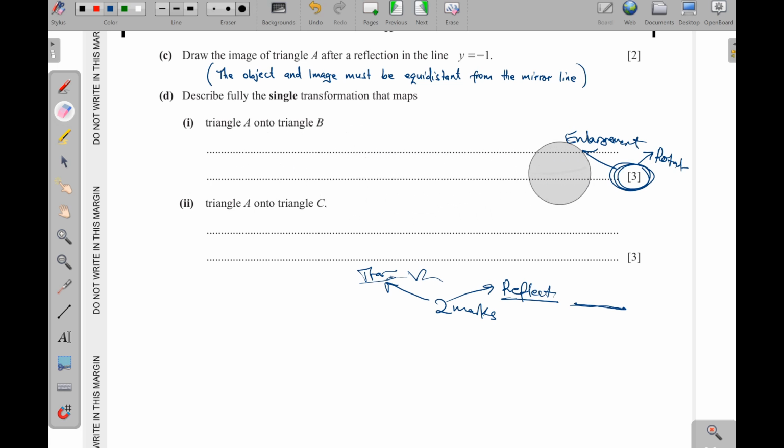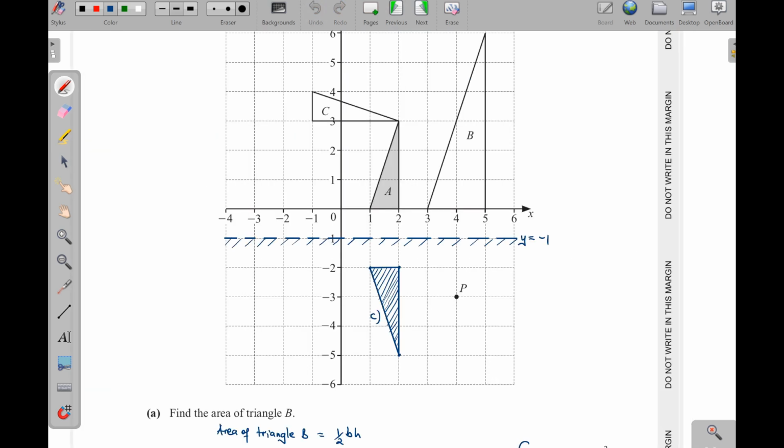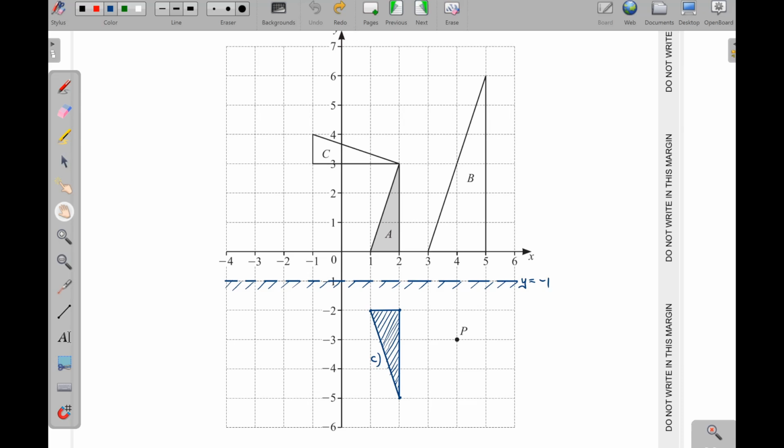Now, since here we are having 3 marks, that means we think about rotation and enlargement. So here we have 3, and also here we have 3. So one is probably rotation, and the other one is what? Enlargement. So let us look at A and then B. We are transforming A onto B. That means A is the object, and triangle B is the image. When you look at these 2, you can see that triangle B is bigger than A.